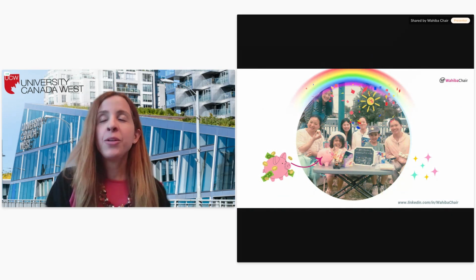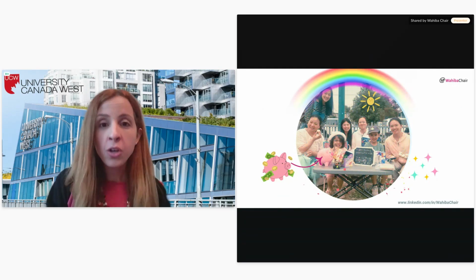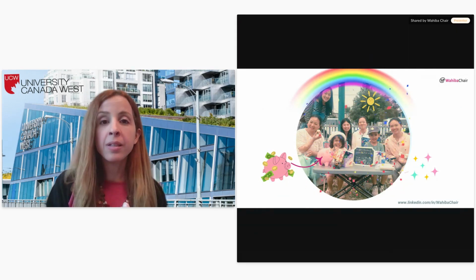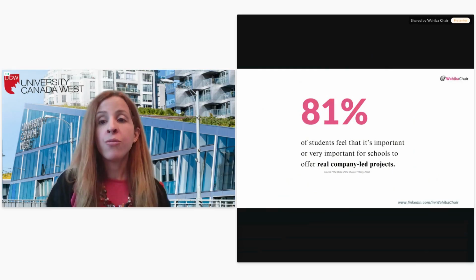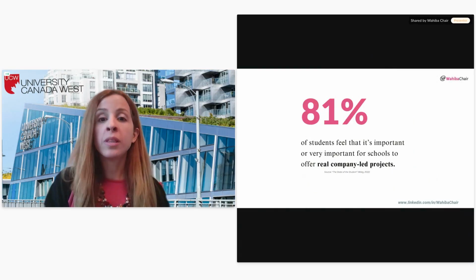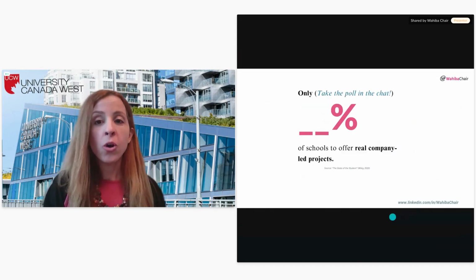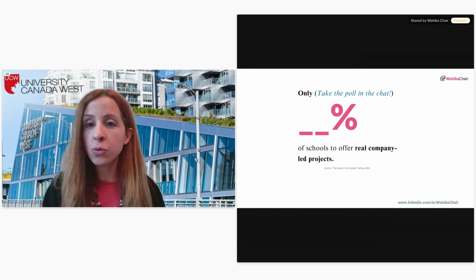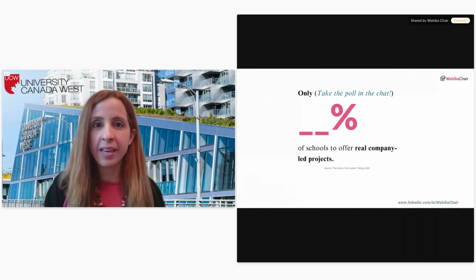And it reminded me that we all value experiential learning at any age, especially when we get to apply our skills to a real life setting and build meaningful connections. As we know, higher ed is no exception. In fact, over 80% of students would like to see more real company-led projects, but only X percentage of schools currently offer them. There should be a poll coming up in the chat shortly. Feel free to take a guess. I'll give you 30 seconds.